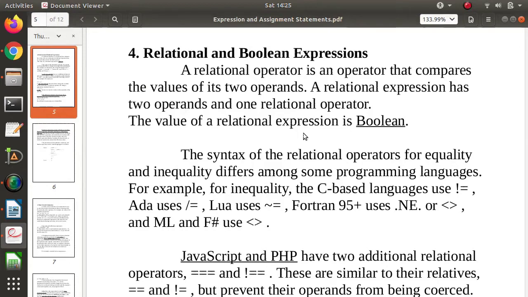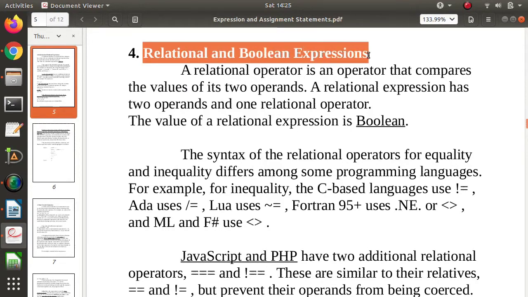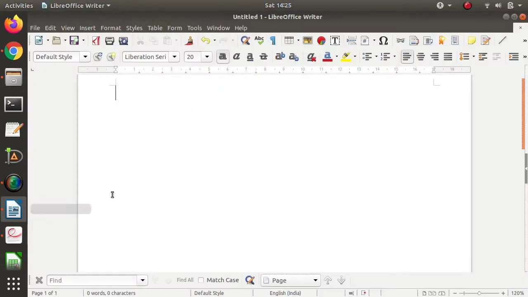In this video, we will see the relational and boolean expressions in programming languages. Many people think relational and boolean expressions are same, but they are not same. Both are different. So in simple words, I will tell what is the difference.